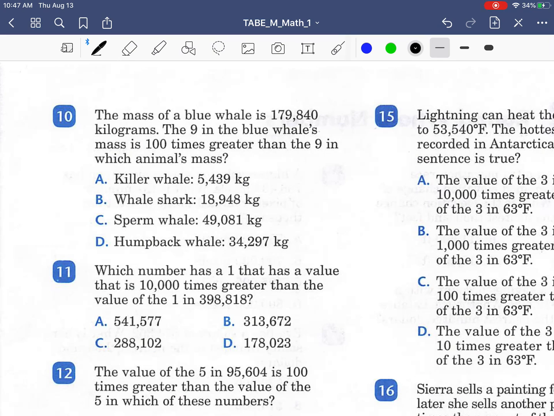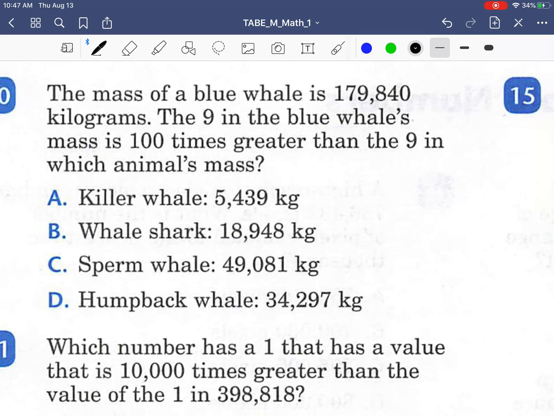Number 10. The mass of a blue whale is 179,840 kilograms. The 9 in that number is 100 times greater than the 9 in which of these? So they're telling me that the blue whale is the larger of the 2, that its 9 is going to be greater than the value of the 9's down here. We just have to figure out which one of those that would be.